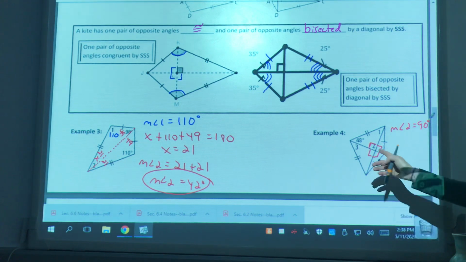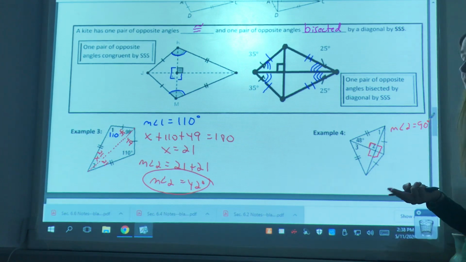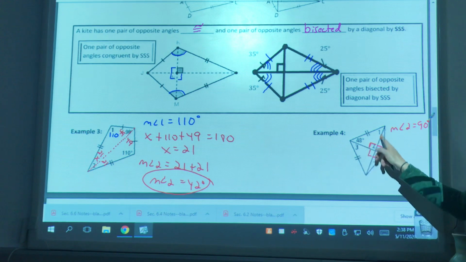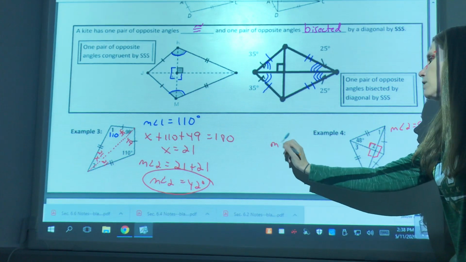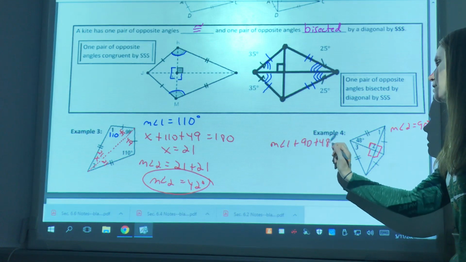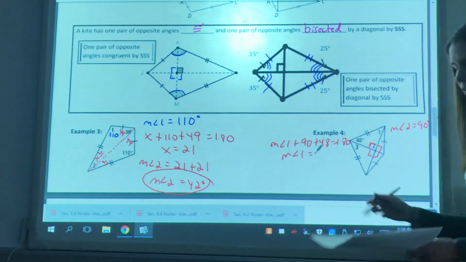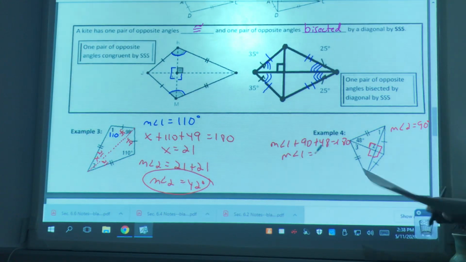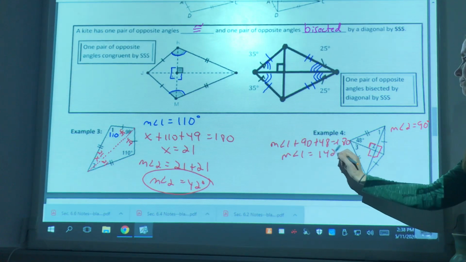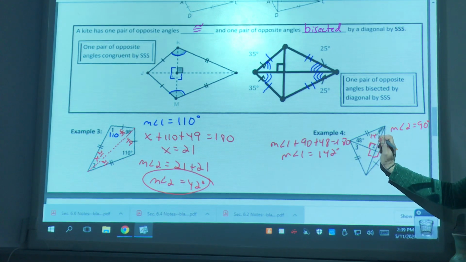Okay. Now if I look at the picture, I can see a triangle and I know two angles and I want to know the third angle. So I can use the triangle angle sum theorem. I can say measure of angle 1 plus 90 plus 48 equals 180. And if I solve for the measure of angle 1 there, then I end up with 142. Okay, I can put that in my picture.